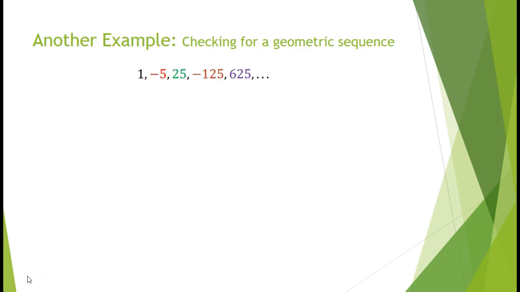Let's look at another example. Suppose I have this sequence: 1, -5, 25, -125, 625. It looks kind of weird because every other number is negative, but let's see what we got. I'm going to follow my process. I'm going to divide the second term by the first term. So -5 divided by 1, I get -5.